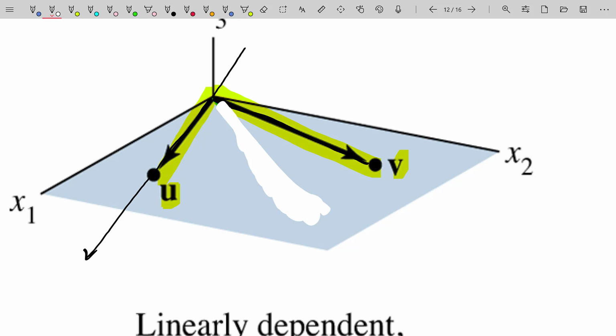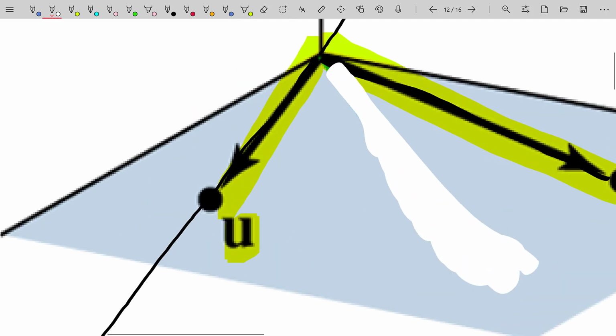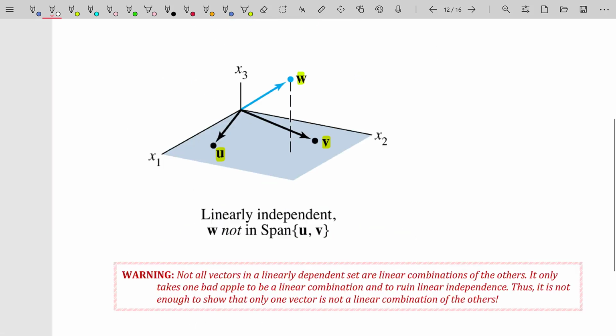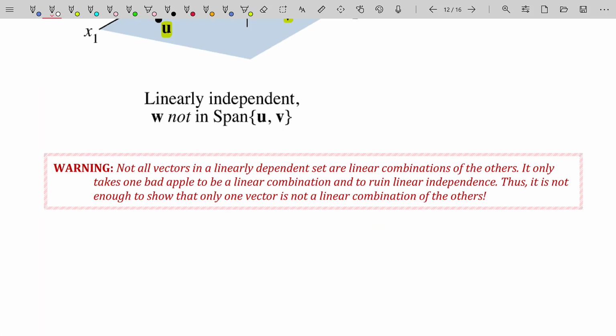You can see right here, u cannot be written in terms of v. So it is not true that this linearly dependent set of three vectors requires that each vector is a linear combination of all the others. That's not true. So going back to the warning statement, not all vectors in a linearly dependent set are linear combinations of the others. It only takes one bad apple to be a linear combination and to ruin linear independence.